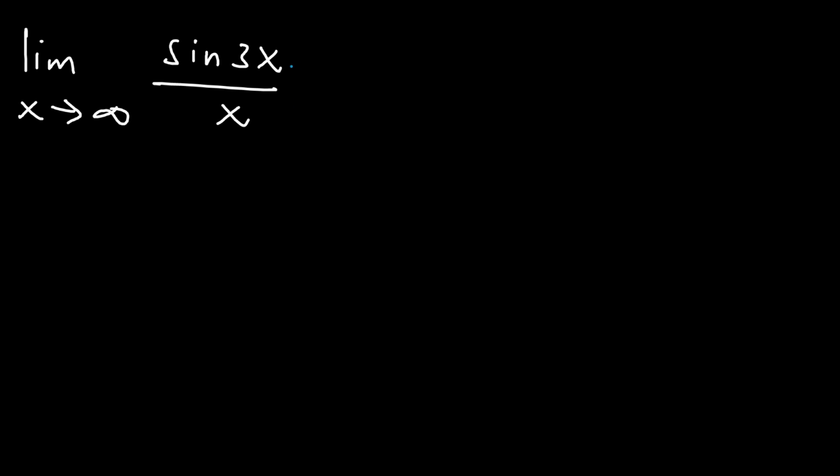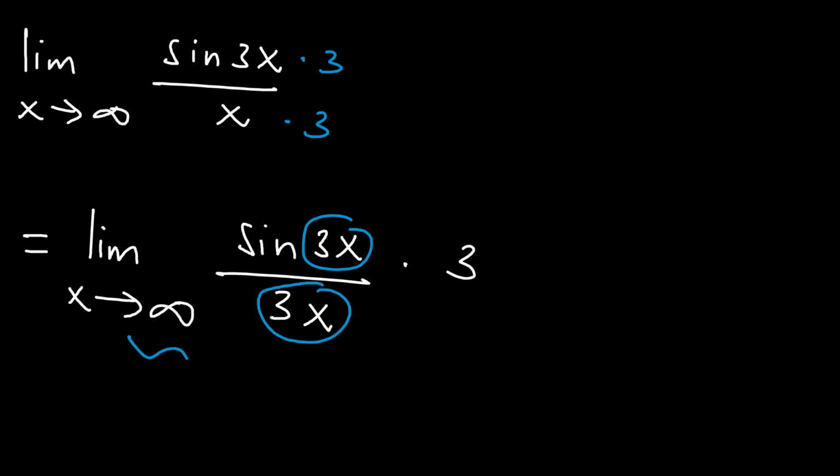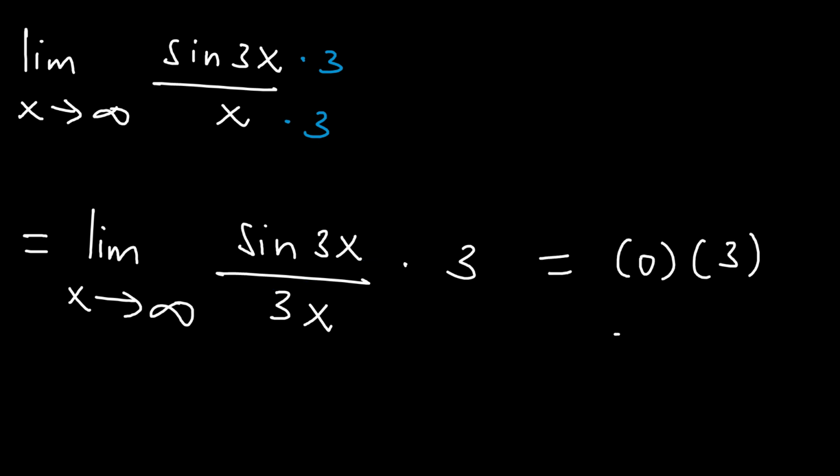Now in this case, what you need to do is multiply this by 3 and also this by 3. So this will be equal to the limit as x approaches infinity of sine 3x divided by 3x and then times 3. And as you can see, this is the same as this. So this part will be equal to 0. Therefore, this will be equal to 0 times 3, which is 0.